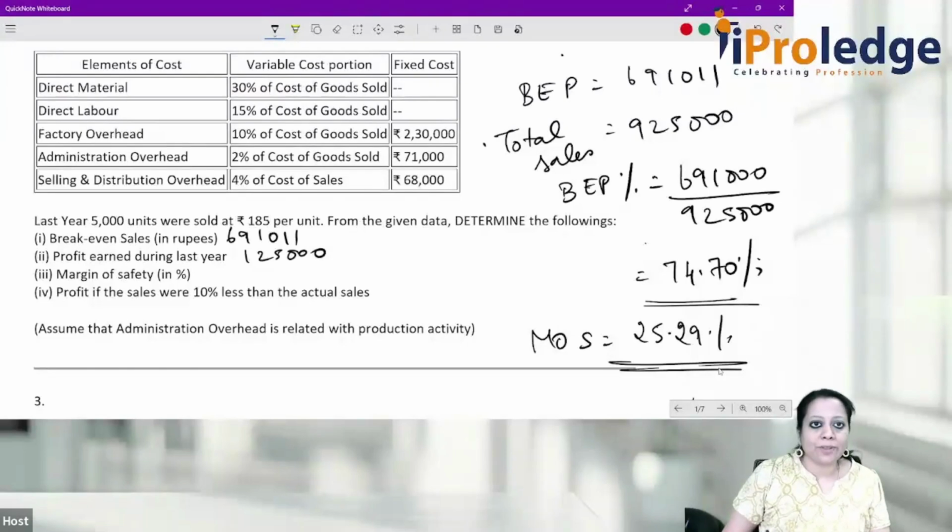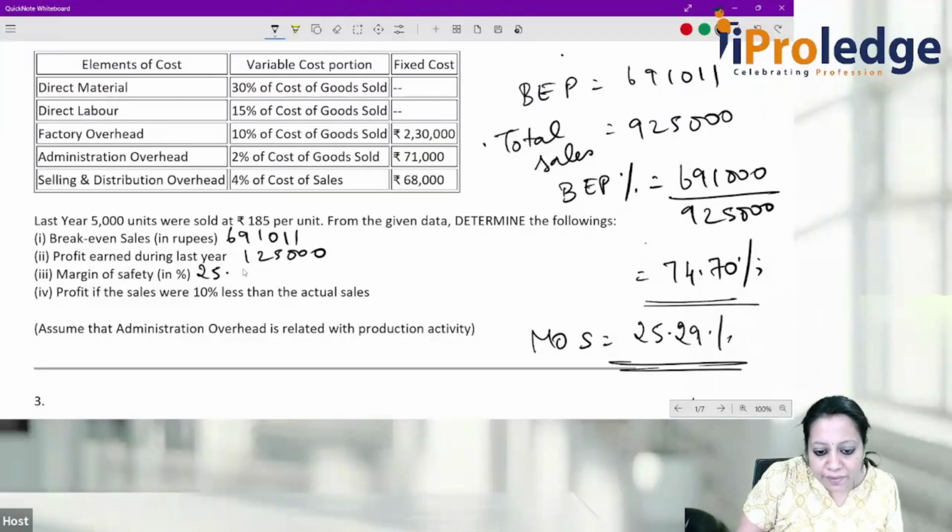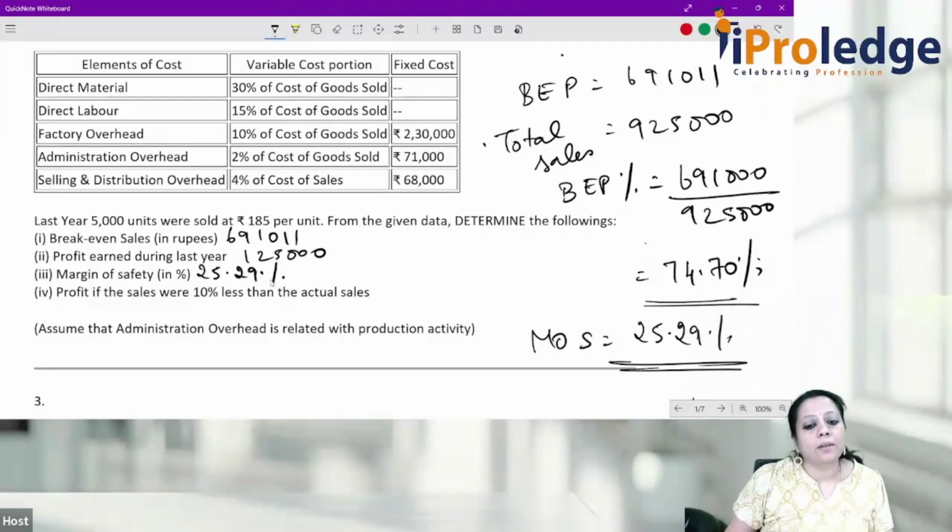25.29 or 30 to match it. Yes. So that means MOS is equal to 25.29 percentage. You can do however you want. I already told you multiple methods to do marginal costing problems. Yes. Profit if the sales were 10% less than actual sales.